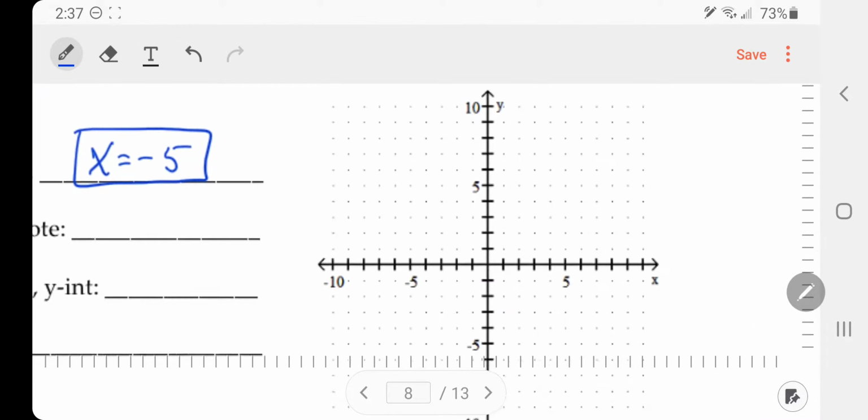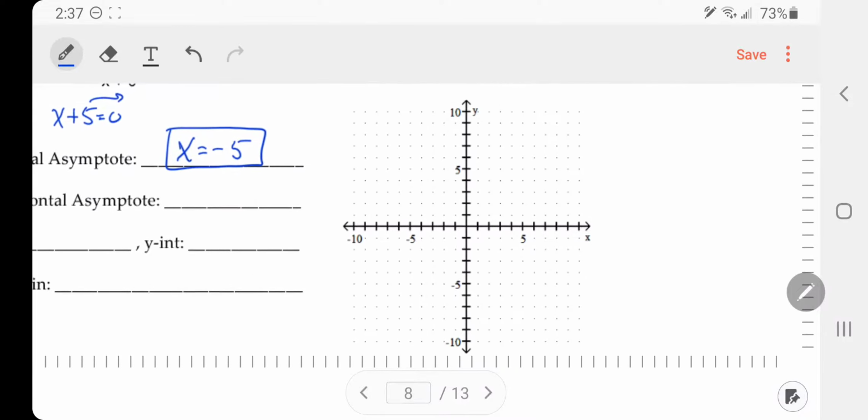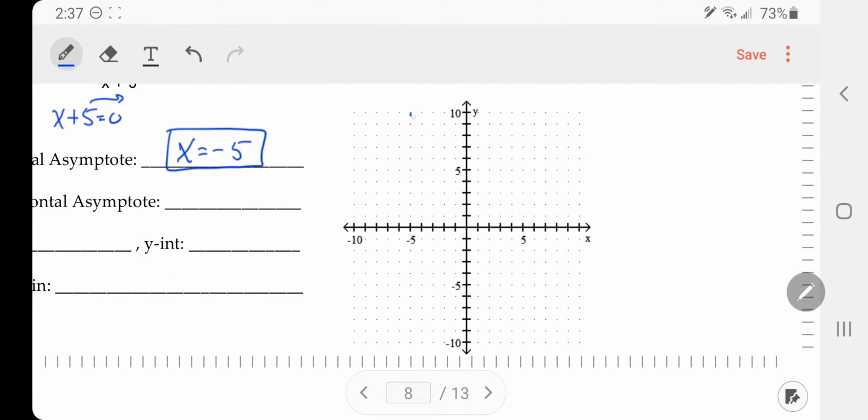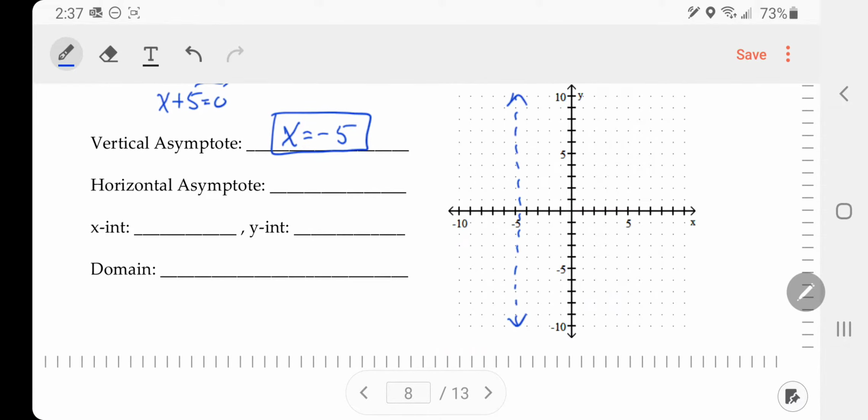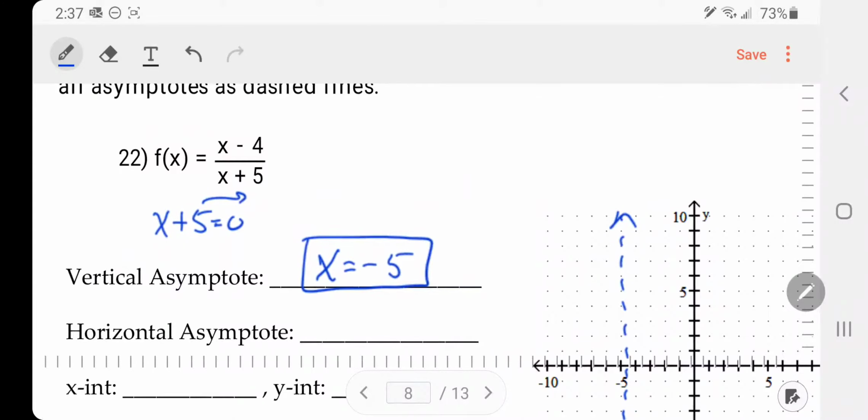Vertical asymptote. Let's go ahead and lay that down over here on our graph, at negative 5. Vertical asymptote. Next, horizontal asymptote. Since the degree of the top is 1 and the degree of the bottom is 1, did you see that? The degree is the biggest power on any variable. So the degree of the top is 1. That comes from the power of x. The degree of the bottom is 1. That comes from the power of x.